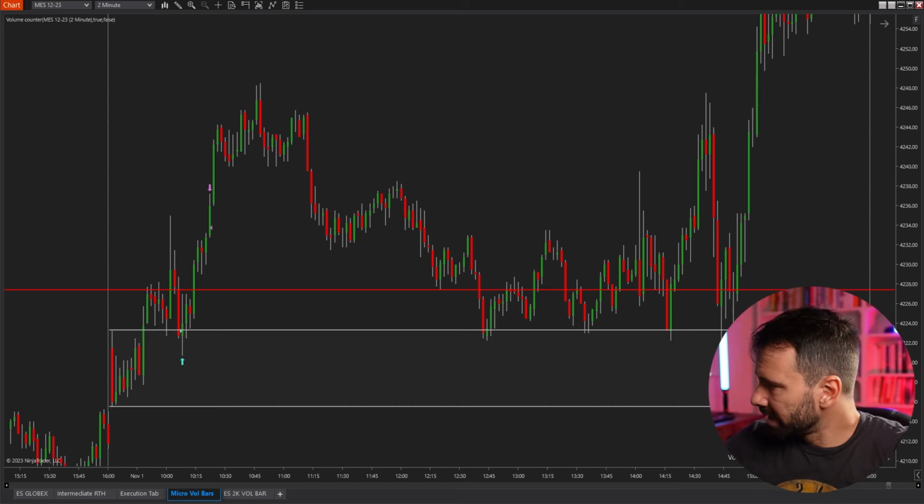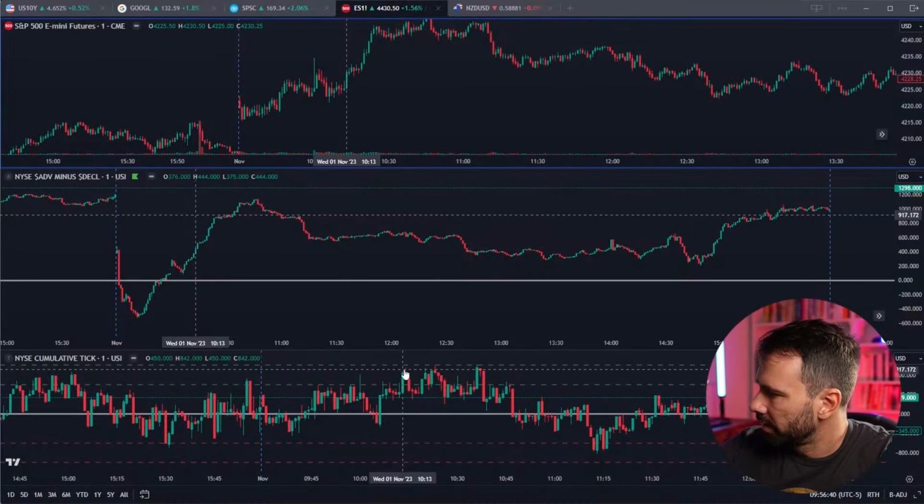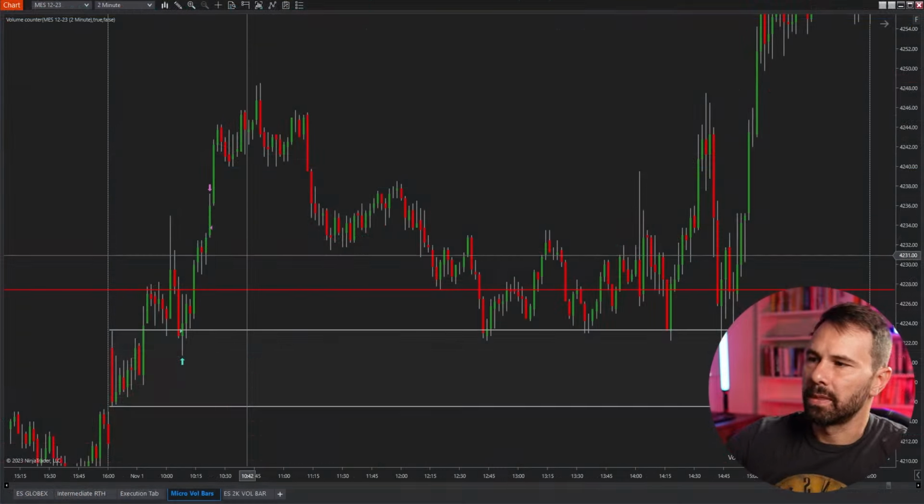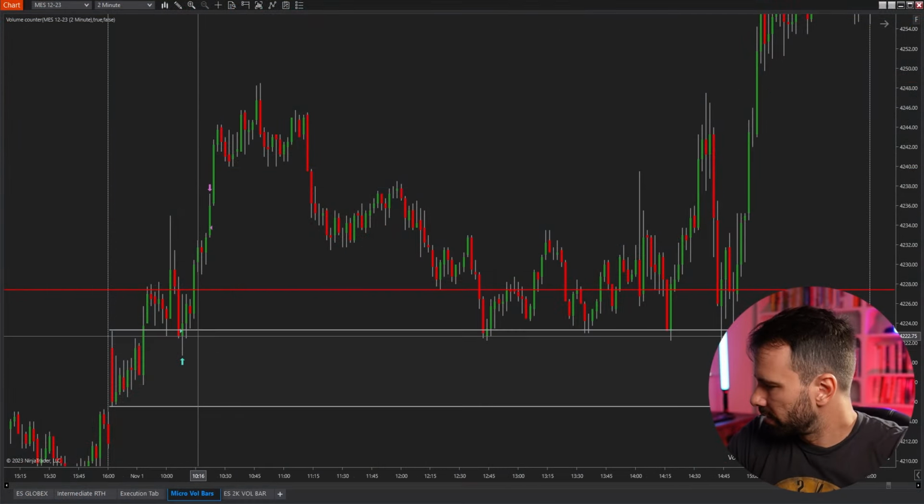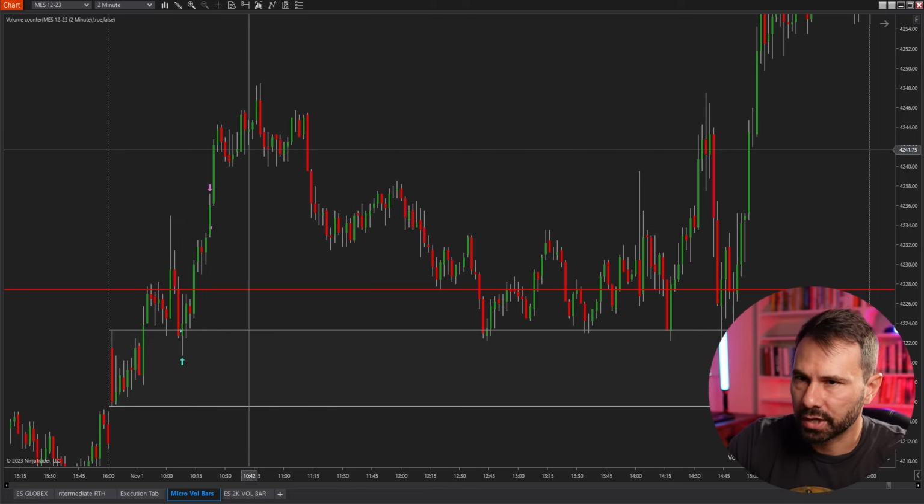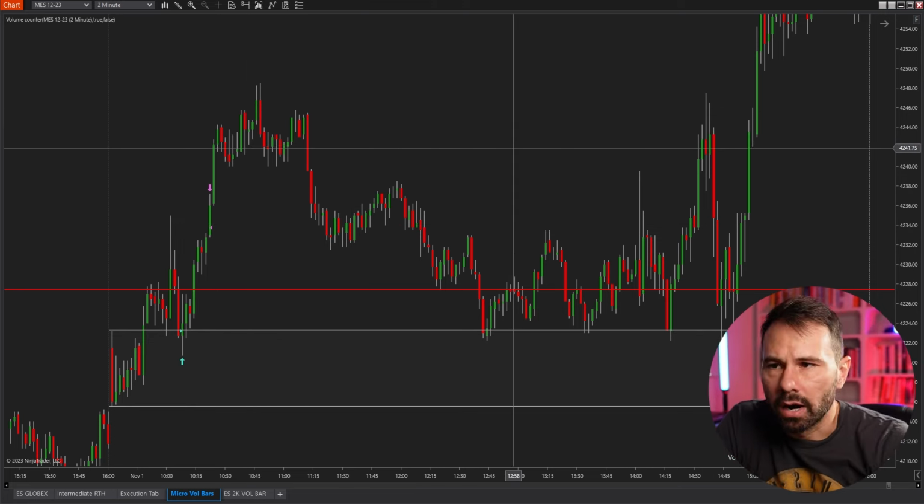Okay, and then yes, you can see here right after I got in this trade, the market started to print tick readings of 900, 1,000, right? So yes, good trade location in this one, but the opportunity of holding my trade was great here. Okay, all right, let's continue.